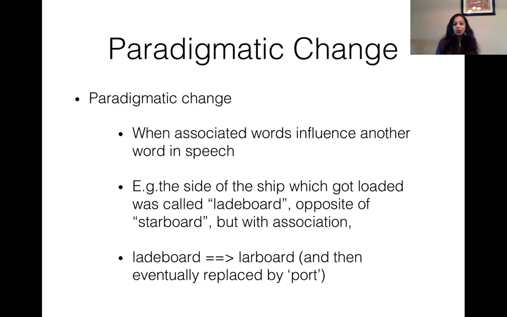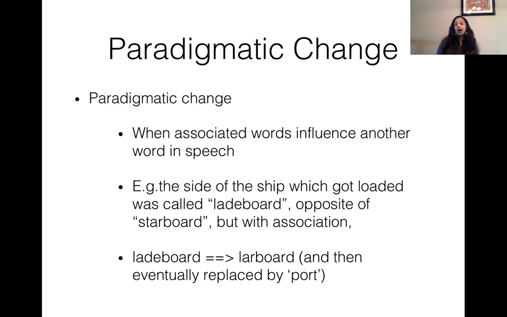change. But you also have paradigmatic change, where it's not about the specific sound, but it's about influences and meaning. So for example, the side of the ship which got loaded on was called laidboard, and the opposite of starboard. And laidboard was then later called larboard, just because of association with starboard. So laidboard versus larboard and starboard, right? Larboard, the side of the ship that got loaded, right, as opposed to starboard.